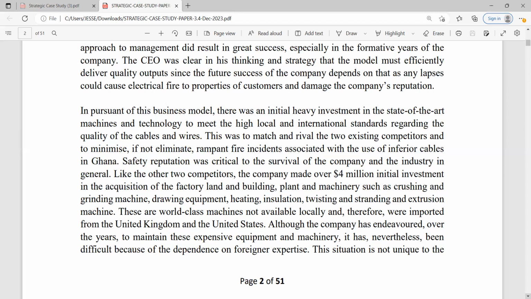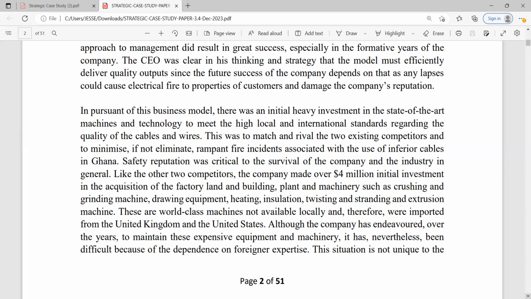So here we are being told that they are spending over 4 million in the acquisition of factory land and building, plant and machinery, such as crushing and grinding machine, drawing equipment, heating, insulation, twisting and stranding and extrusion machines. So they are investing heavily, right? And when you are investing into capital expenditure, you are hoping that this in turn improves the quality of your product, which hopefully would help you to gain or propel your revenue. Very, very important.